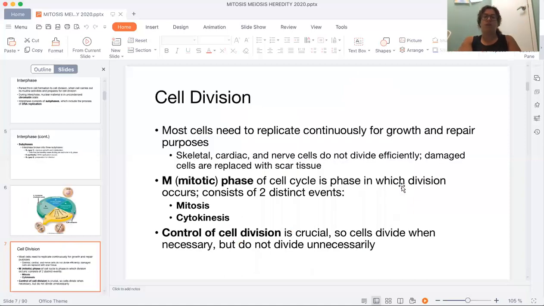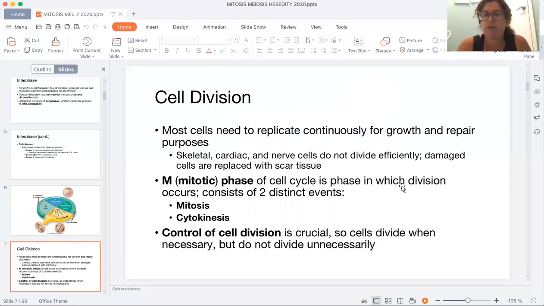Okay. So with mitosis, we have two distinct aspects, where the actual mitosis itself is the duplication, and then we have cytokinesis. And most cells need to replicate to continuously grow and repair. So if our skeletal muscles, our heart cells, and our nerve cells don't divide and conquer the proper way, then they are damaged and we just get scar tissue.